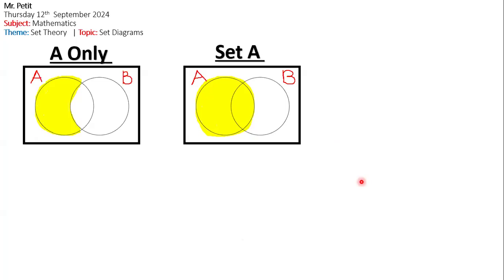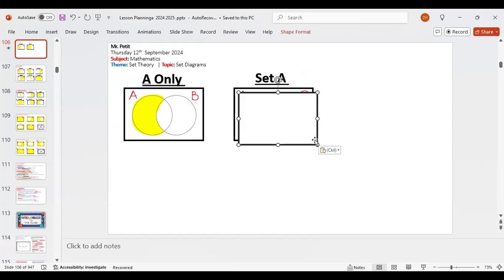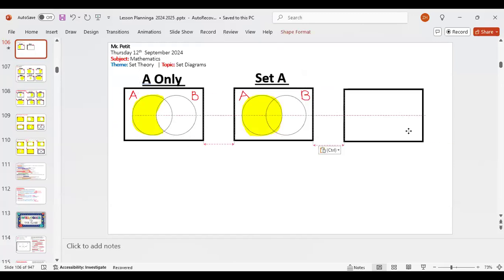Okay, interesting. Now let's do another one. So we already know how to get A only. We already know how to do set A. And so let's do another diagram. Like I tell you, we'll be doing a lot of diagrams today. So let's draw this again. So you draw another rectangle.